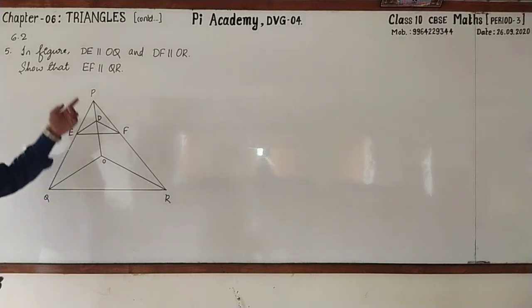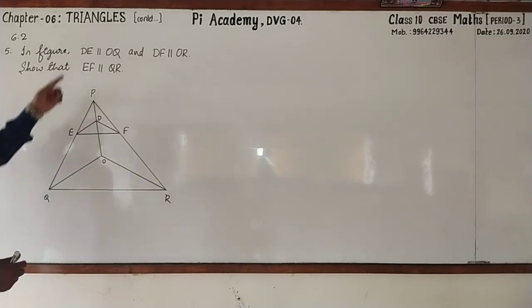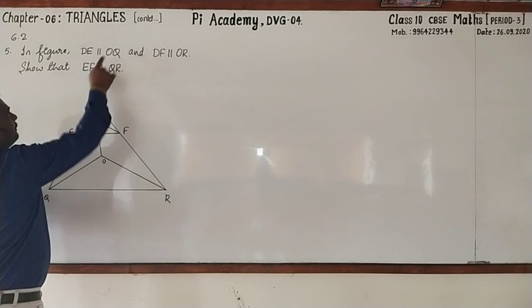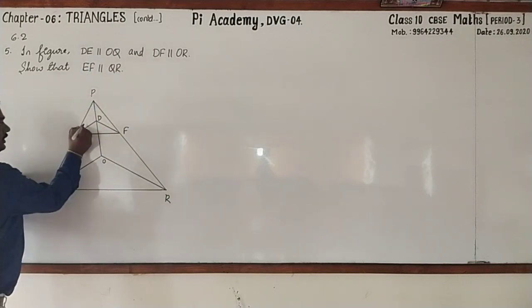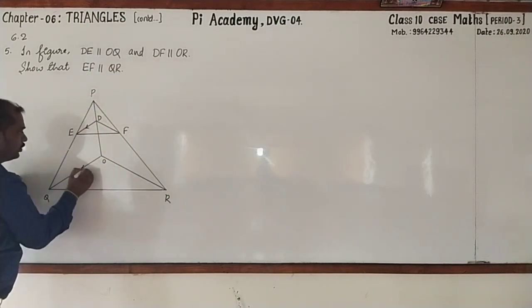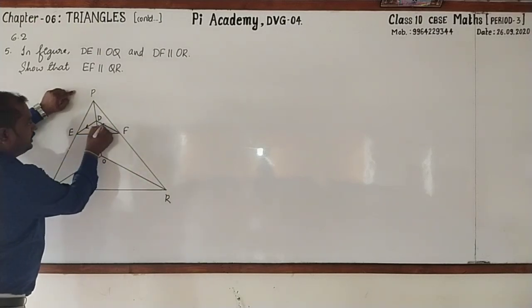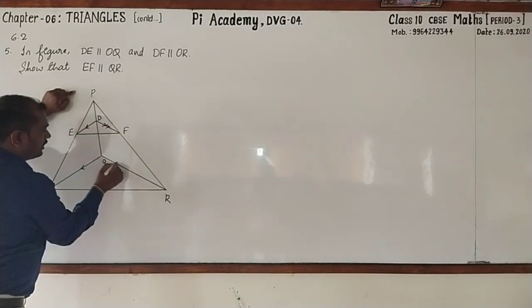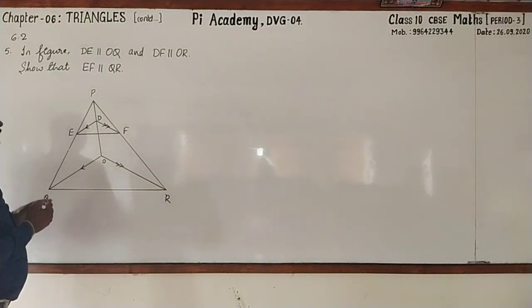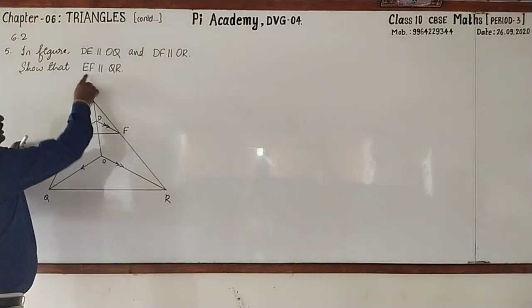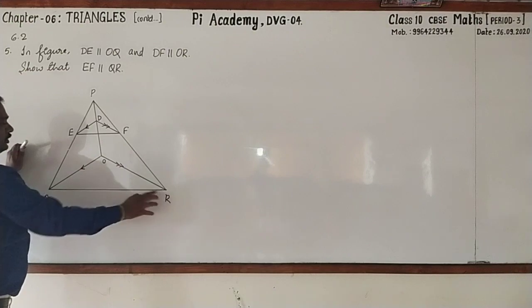In this figure, that is the triangle PQR, they have given DE parallel to OQ. See, DE parallel to OQ. Next, DF parallel to OR. DF parallel to OR. And we are going to prove that EF parallel to QR.